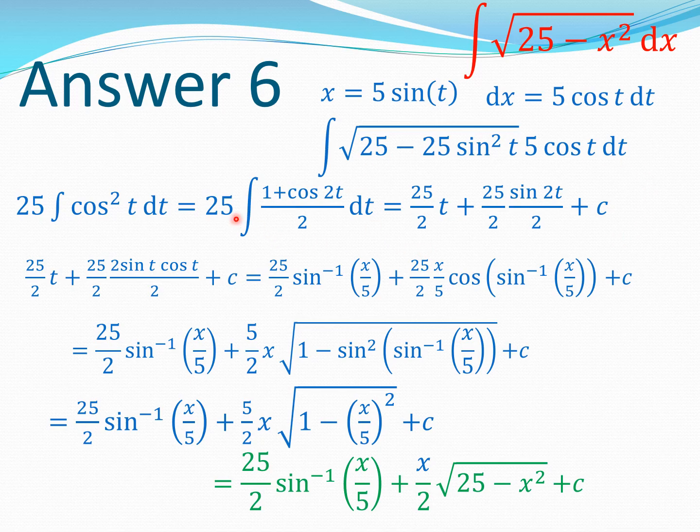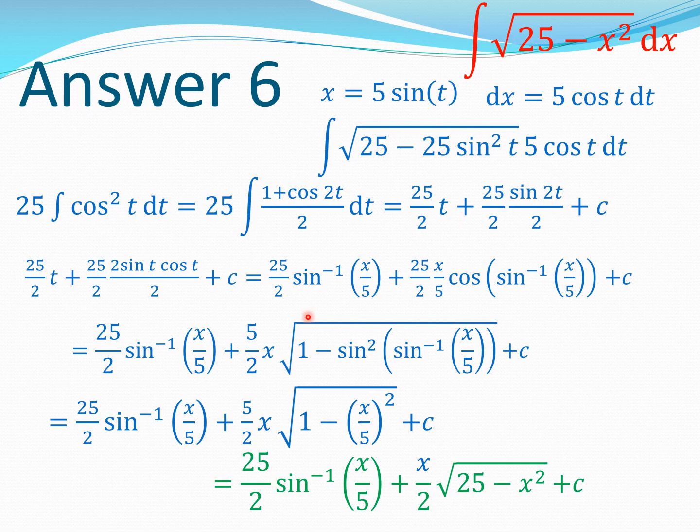The first function would simply give me 25 by 2 t. The second function would give me plus 25 by 2 sine 2t by 2, and remember the very important constant c. Now I need to express this back in x, because remember the integral was posed in x and the solution should also be expressed in terms of x. That's not going to be so easy with 2t here.